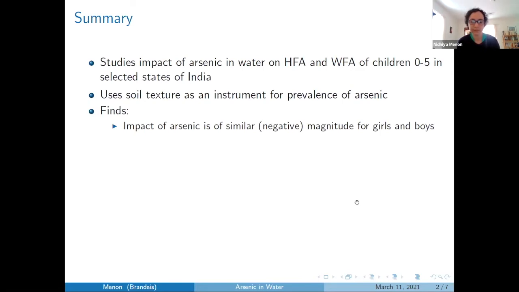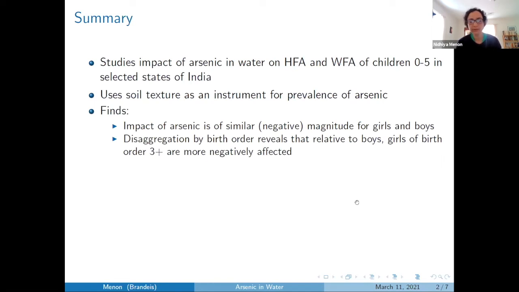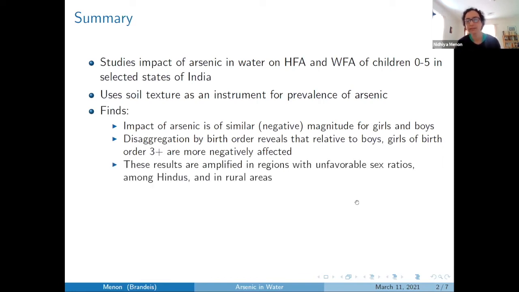Well, we find that the impact of arsenic is similar, right? When it comes to boys and girls in terms of magnitude. But when you disaggregate this by birth order, it's the girls of higher birth orders that are more negatively impacted. And then these results are amplified, right? In regions where you have unfavorable sex ratios among Hindus and in rural areas, which are all as we expect for us who work on India and on health issues in India.